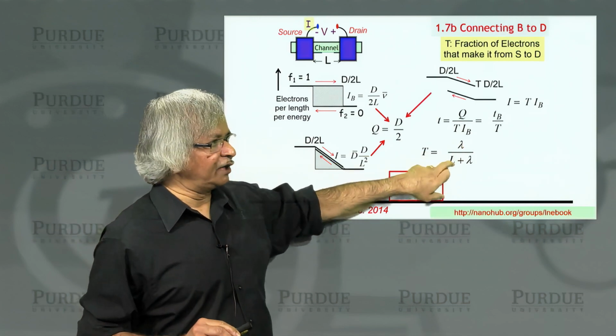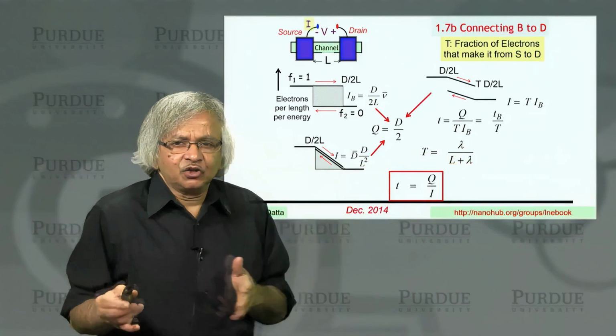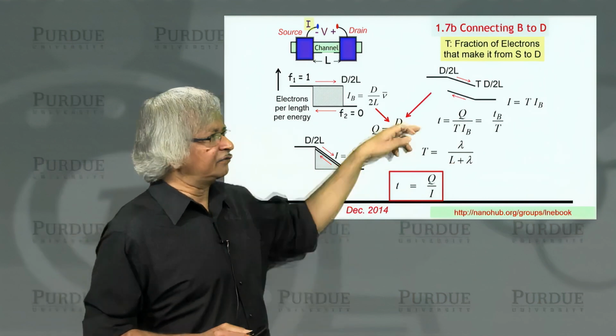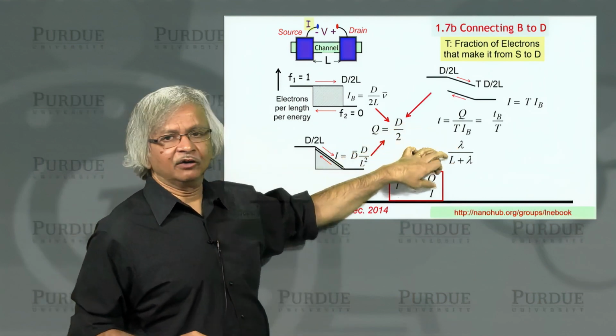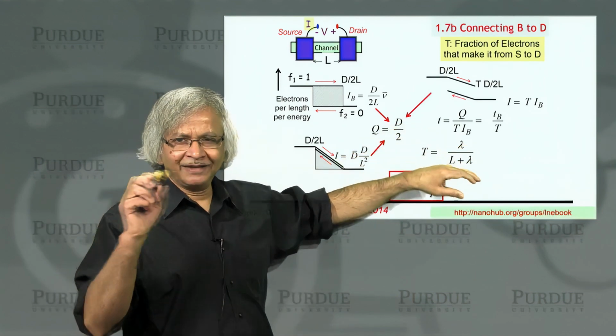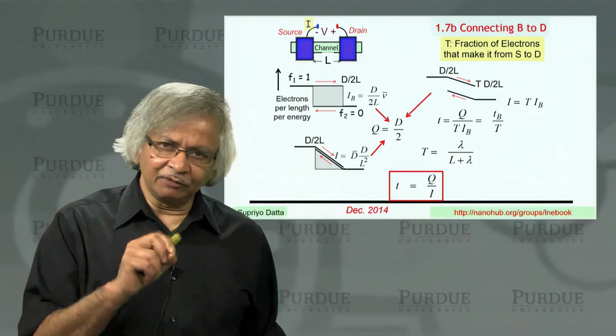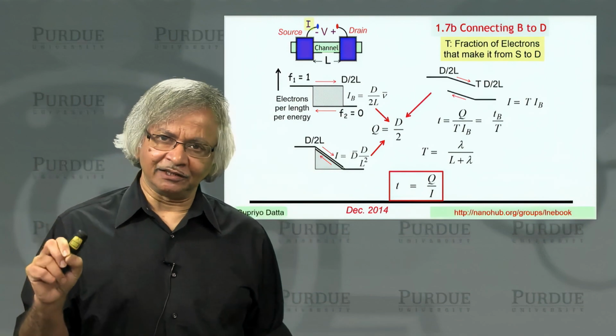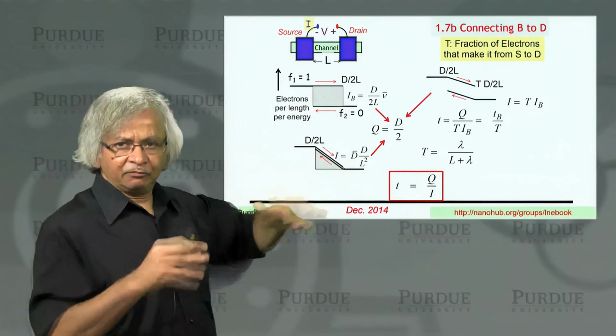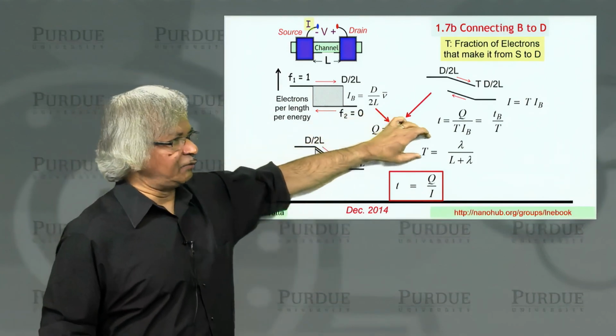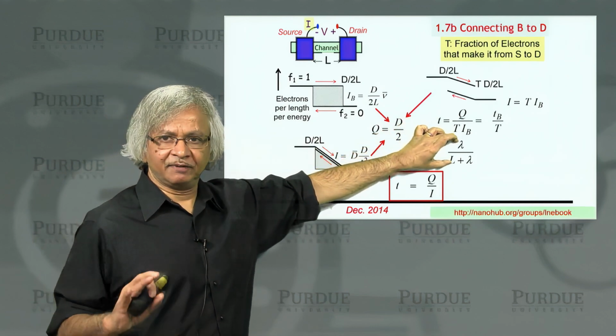It's like lambda over L plus lambda. Whereas if you had chosen a different definition, you might have got, say, 1.5 lambda over L plus 1.5 lambda. So exactly how you define the mean free path, that somewhat can be different from one definition to the other. And in the next lecture, we'll see what the exact expression for this mean free path is.